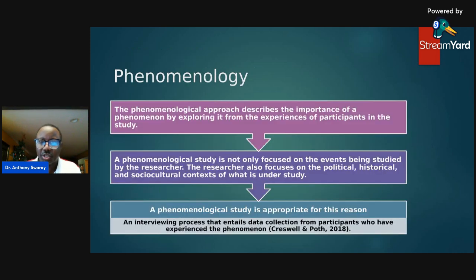Now, phenomenology. The phenomenological approach describes the importance of the phenomena by exploring it from the experiences of the participants in the study. So we are looking at that phenomena of the participants. A phenomenological study is not only focused on events being studied, it is also focused on the political, historical, and social context of what is being studied. A phenomenological study is appropriate for this reason: an interviewing process that entails data collection from participants who have experienced the phenomena, according to Creswell and Poth.